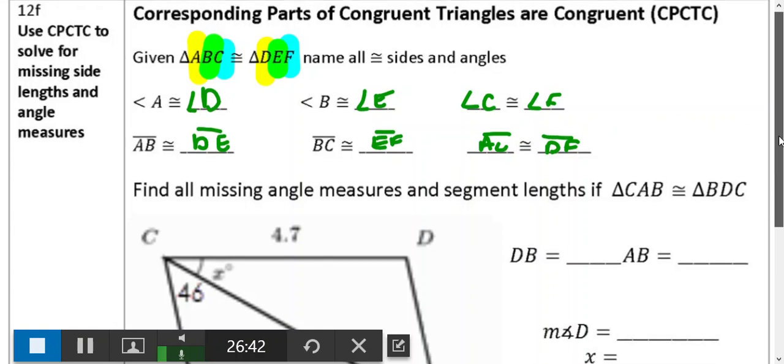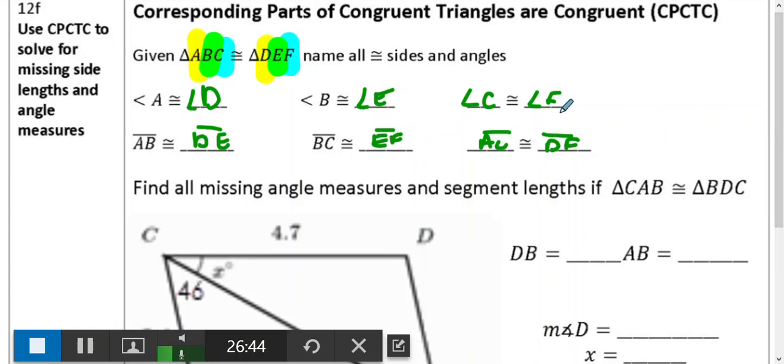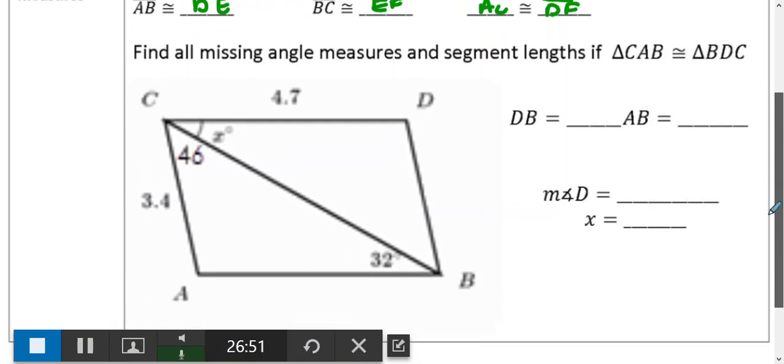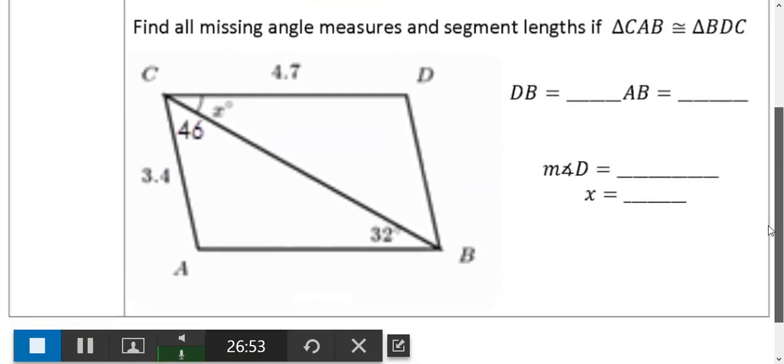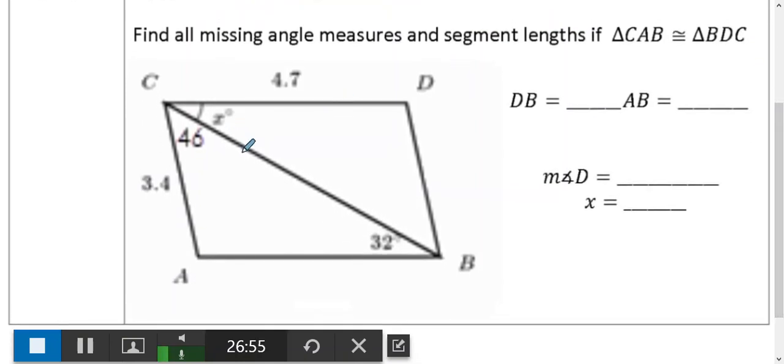So if we knew our triangles were congruent, we could say that automatically angle B equals angle E because of CPCTC. Okay, let's look at some of our last examples. Find all missing angle measurements if the triangles are congruent. So we want to know, what does DB equal? Which sides match up? We have C congruent to B.